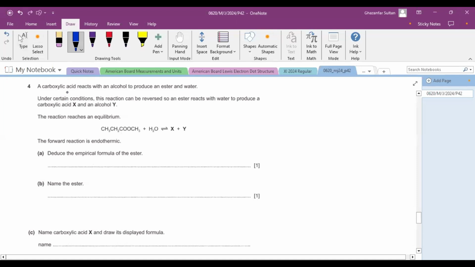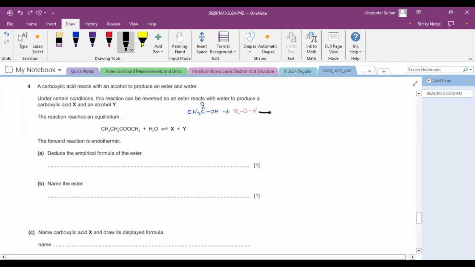This is question number 4. A carboxylic acid reacts with an alcohol to produce an ester and water. We know this is a very well-known reaction: an acid, this is an organic acid, reacts with an alcohol, ROH.